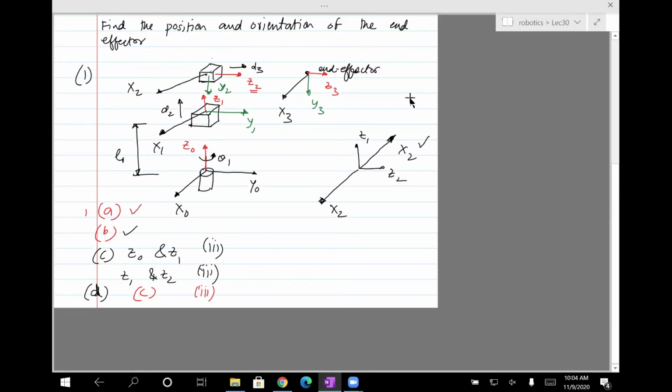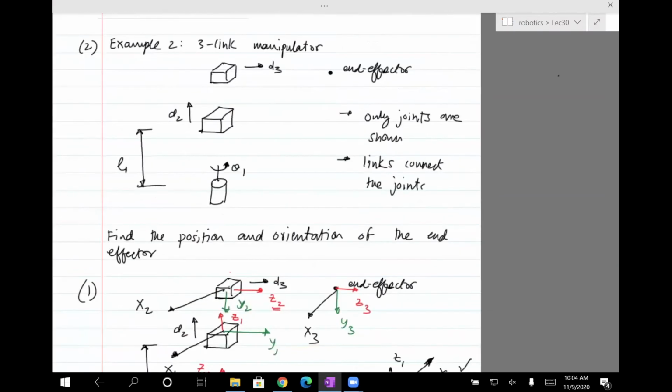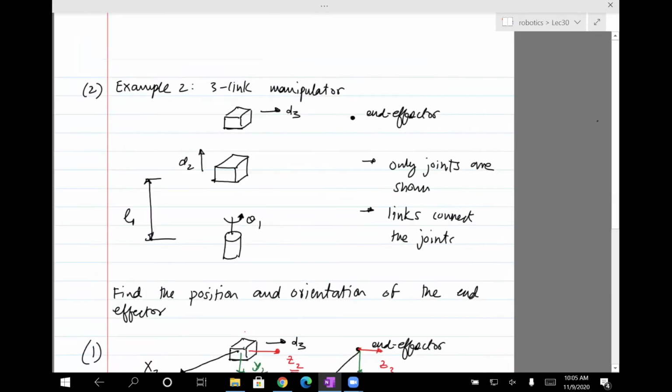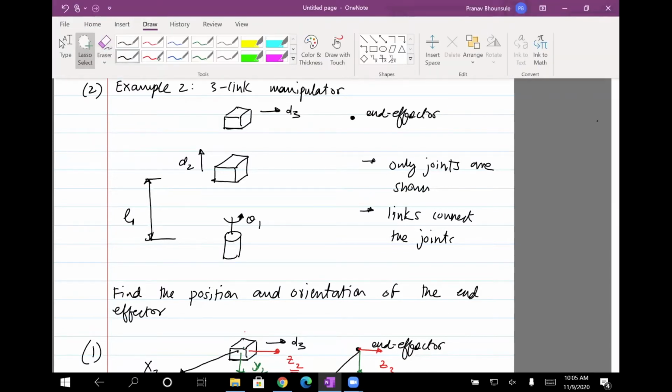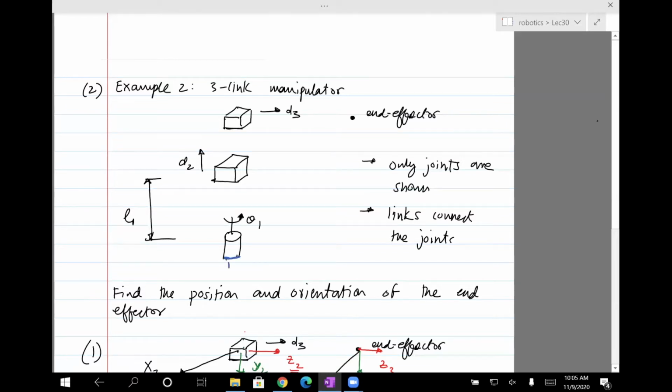So last class we did this three-dimensional manipulator problem. Here is the manipulator, and it looks strange because I have not shown the links, I've only shown the joints. There are three joints. There's one revolute joint, the first one, and we denote the revolute joint with a cylinder. The prismatic joint is shown by a cuboid, with the symbol D indicating displacement or distance along X, Y, or Z. And then we have another joint with a cuboid, so it's again a prismatic joint.